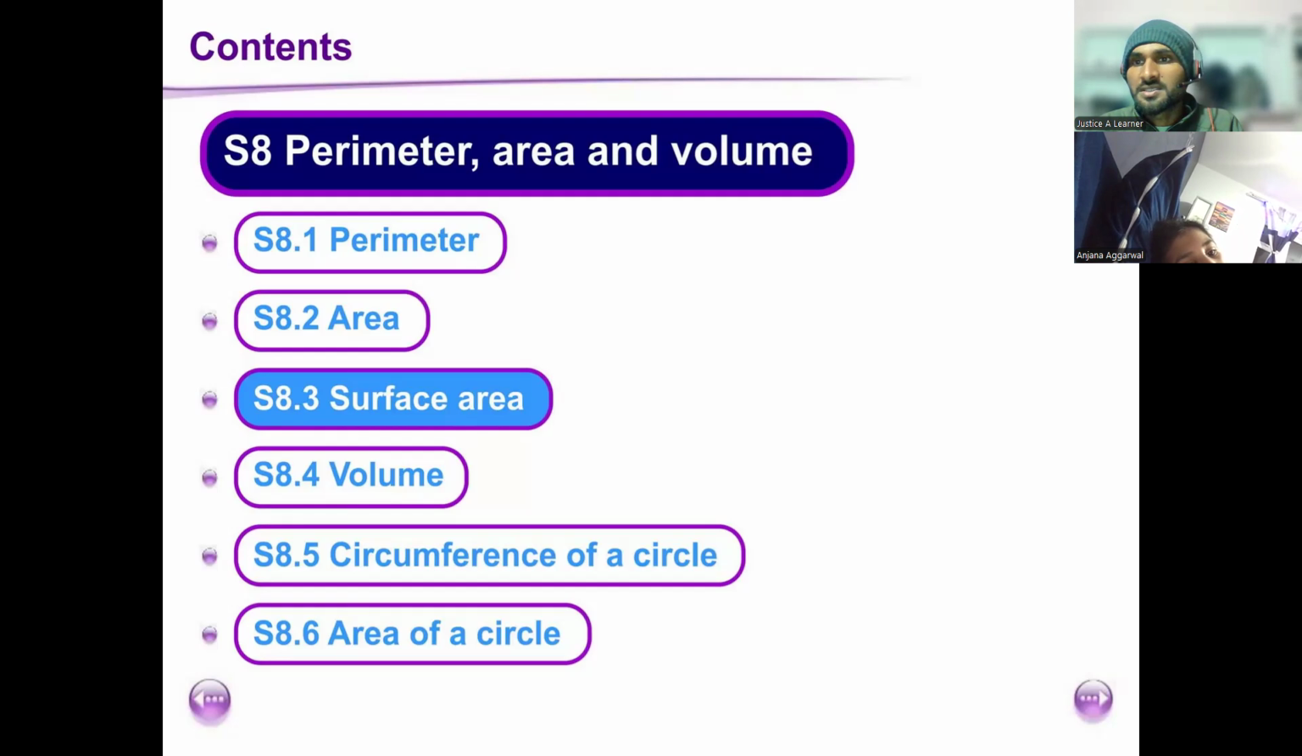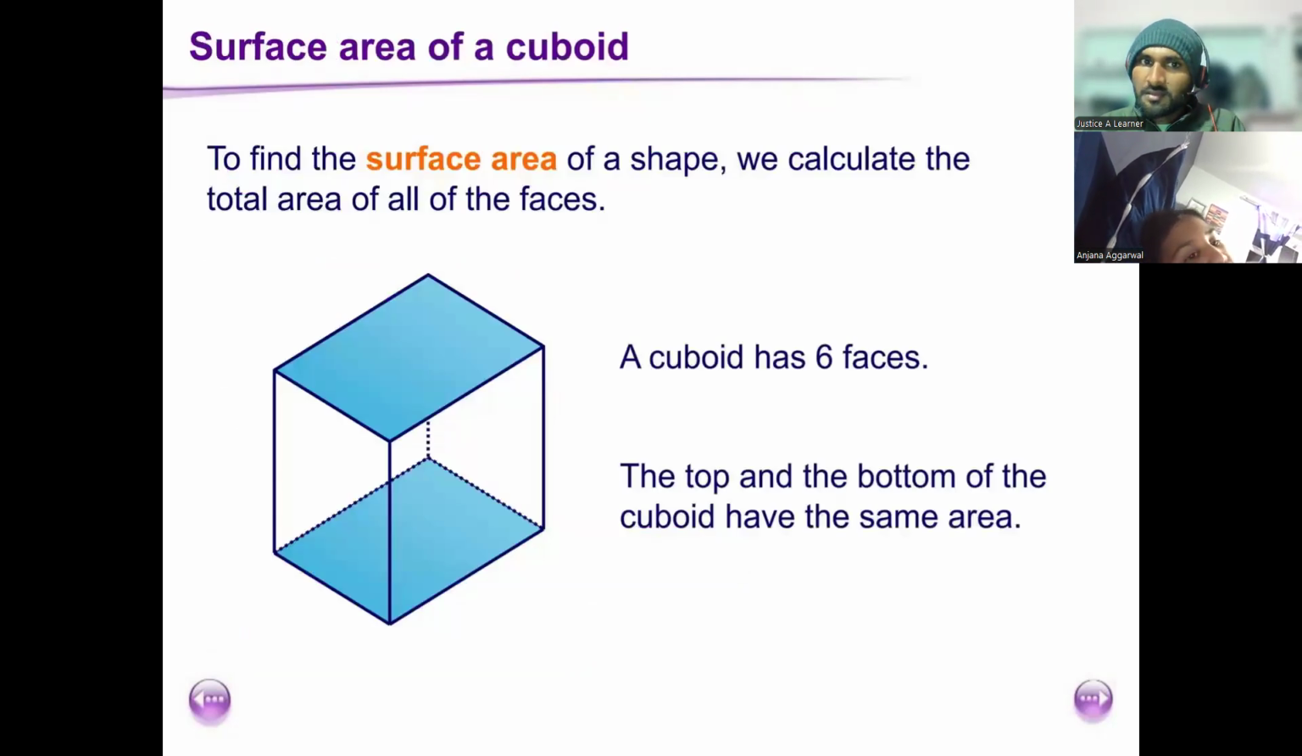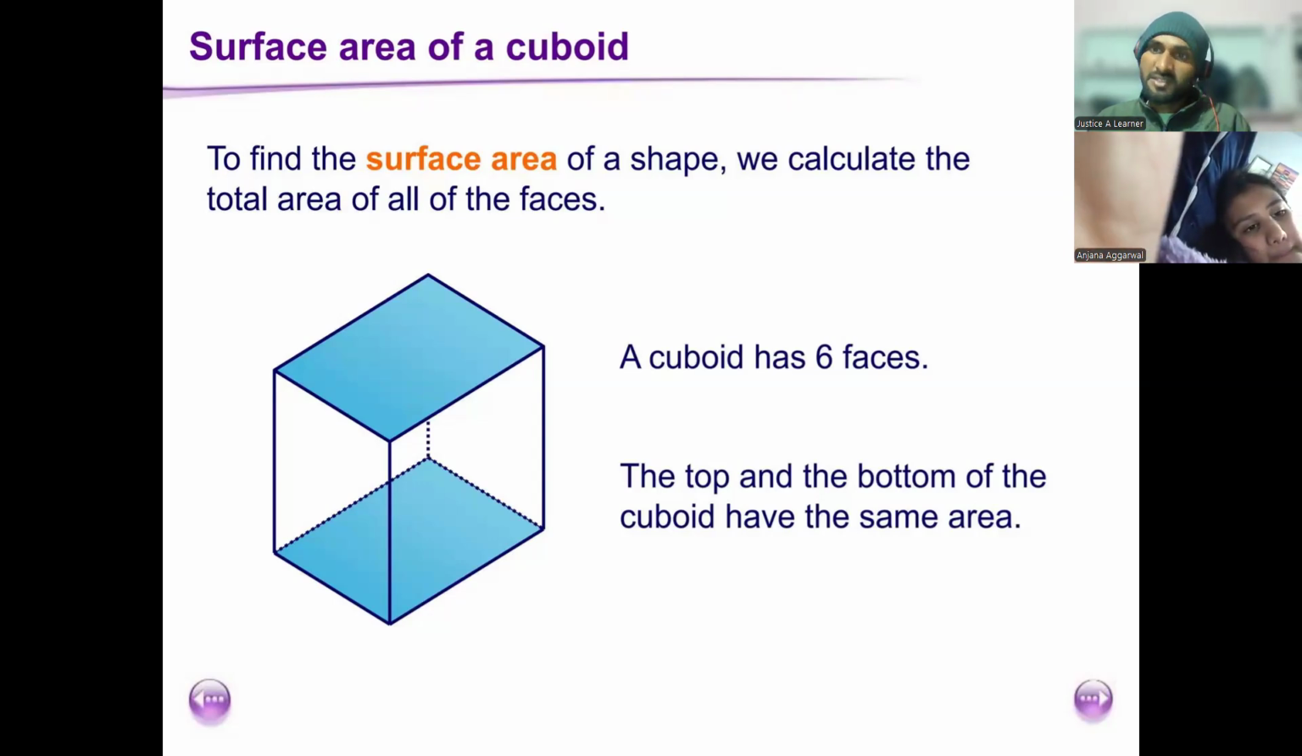Let us understand what a surface area is. To find the surface area of a shape, we calculate the total area of all the faces. Now, is this a 2D image or a 3D image? Two-dimensional or three-dimensional? Three-dimensional. Yes. So surface area and volume are generally found for three-dimensional images.